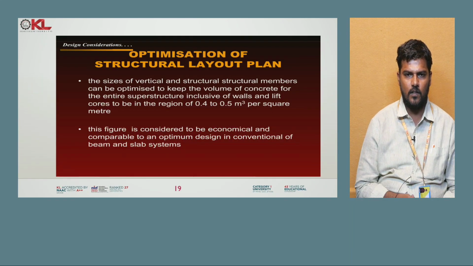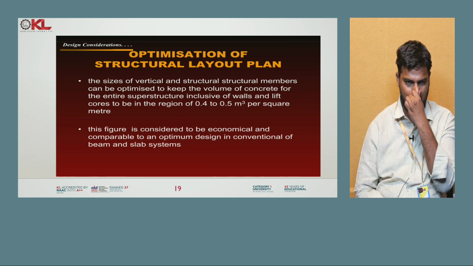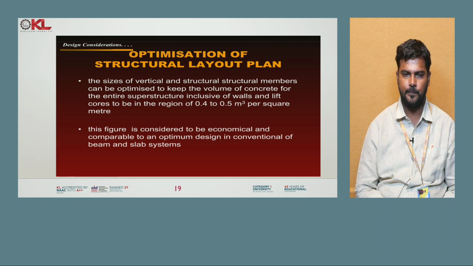Coming to the next one, the optimization of structural layout plan. The size of vertical and structural members can be optimized to keep the volume of concrete for the entire superstructure, inclusive of walls and lift cores, in the region of 0.4 to 0.5 meter cube per square meter. This figure is considered to be economical and comparable to an optimum design in conventional beam and slab systems.